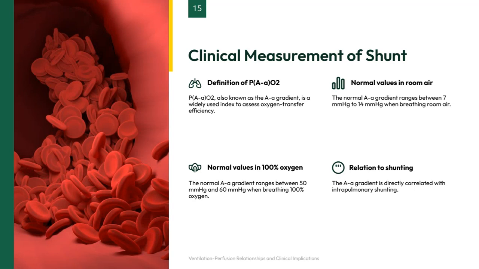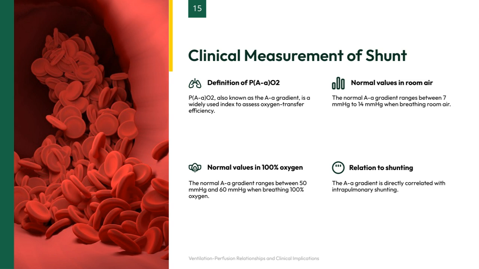The AA gradient, or P(A-a)O2, is an important measure we use to evaluate how well oxygen is being transferred from the lungs to the blood. Essentially, it tells us about the efficiency of oxygen exchange. Under normal conditions when someone is breathing room air, we expect this gradient to be between 7 and 14 mmHg. However, when a person is on 100% oxygen, the normal range increases, typically falling between 50 and 60 mmHg.